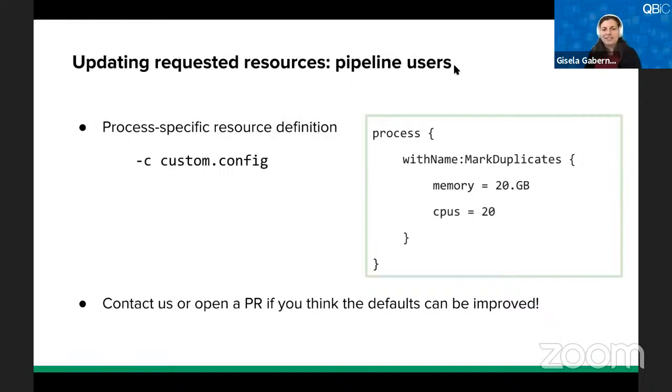So that's in case you're a pipeline user and you'd like to change the requests for a specific process. And if you find you very often need to change the defaults of a specific pipeline when running it for your data, you can also contact us on Slack so that we take care of these defaults and tweak them so that most users don't face those problems, or even open up the base.config yourself to change these defaults.